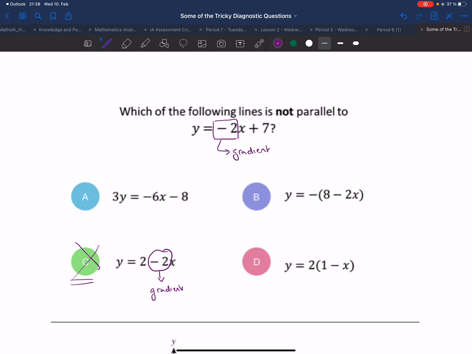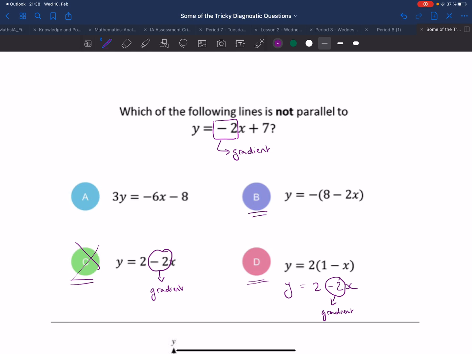Let's now try multiplying out for D, this bracket here, because I need to multiply it out for it to be in the y equals mx plus c form. And if I do that, I'll have 2 times 1, which is 2, minus 2x. And again, here's my gradient. And it's -2, so that one's parallel to that line.